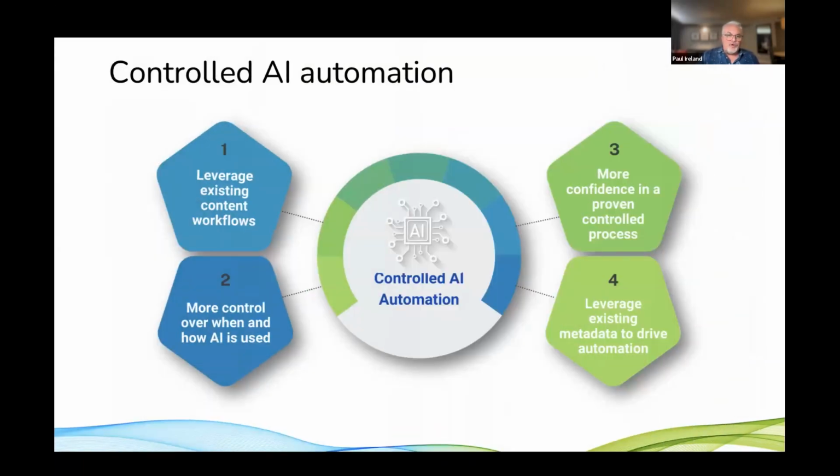But really the idea with controlled AI automation is that you're able to leverage your existing content workflows. You can take workflows that you have that are processing content and tweak them to include AI steps, or create new workflows that work in exactly the same way as existing content preparation flows, to include those steps instead. There's more control over when and how AI is used. If you've got this control mechanism, you're in more control over what happens exactly when it happens.